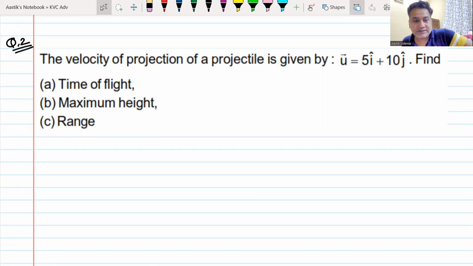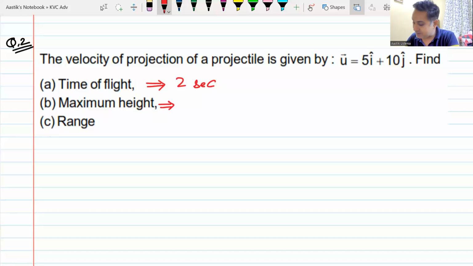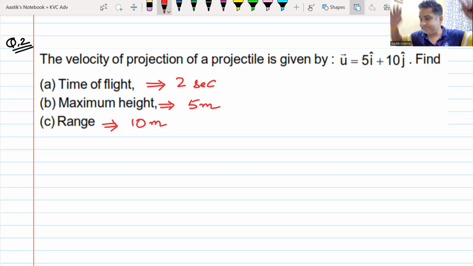Time of flight is 2 seconds. Maximum height is 5 meters and the range is 10 meters. Are you getting the same answer? This is 2 seconds. Maximum height, my dear friends, is coming as 5 meters. And the range is coming as 10 meters. Are we all getting the same answer, my dear friends? Yes or no?